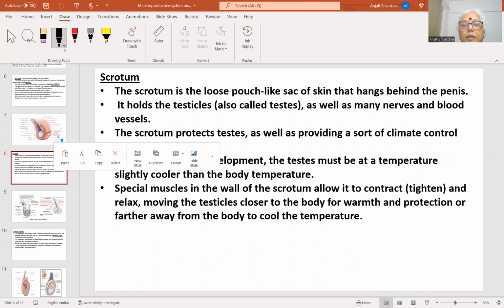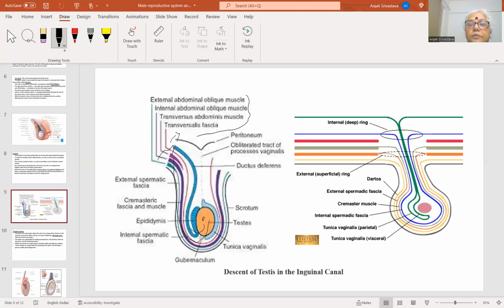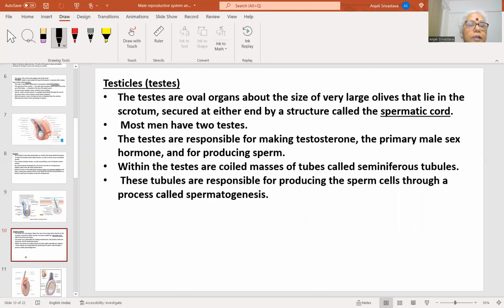It is the skin bag-like structure that protects the testis, as well as providing a sort of climate control system. For normal sperm development, testis must be at a temperature slightly cooler than body temperature. Special muscles in the wall of the scrotum allow it to contract, that is tighten, and relax, moving testicles closer to the body for warmth and protection, or farther away from the body to cool the temperature. That we have seen. These are the scrotal muscles. बहुत सारे इसके muscles हैं जो testicular sac को abdominal cavity में movement और abdominal cavity से बाहर के movement को control करते हैं under different conditions.